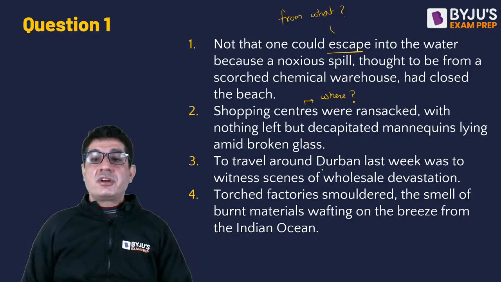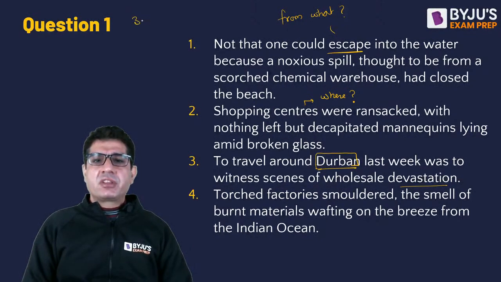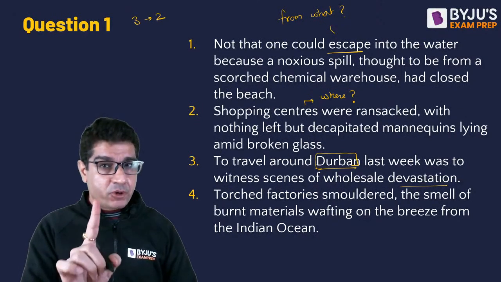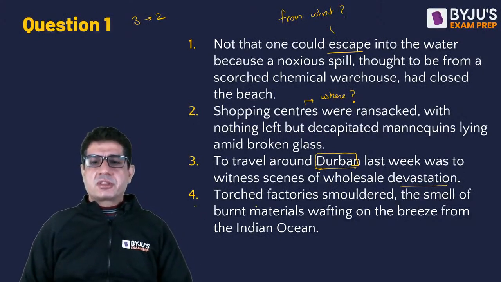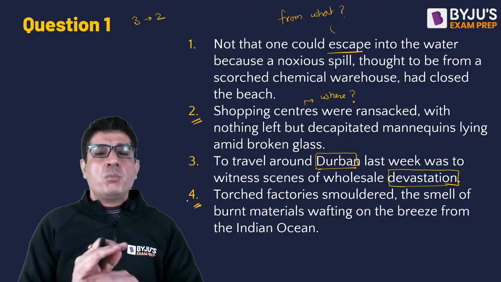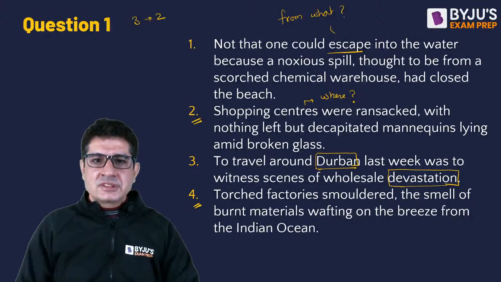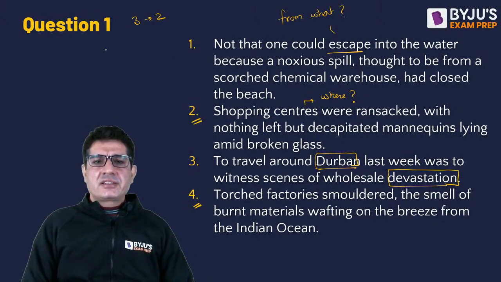Third, to travel around Durban last week was to witness scenes of wholesale devastation. Oh, I see that place now. So the moment I see this Durban, you realize what comes to my mind. I know that 3 should come before 2. I'm not saying immediately before, okay? It should come before. Then fourth, torched factories smoldered, the smell of burnt materials wafting on the breeze from the Indian Ocean. Now I see that third is talking about a wholesale devastation. So sentence number 2 and sentence number 4 both are talking about devastation. So I can put them as 3.